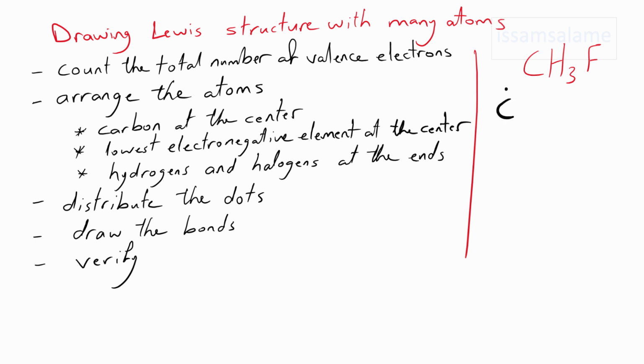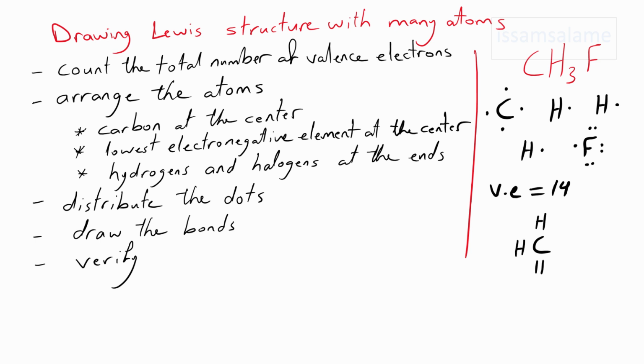We have to start by the first step to count the number of valence electrons after drawing the Lewis structure for all the atoms. Carbon with 4 dots, 3 hydrogens each with 1 dot, fluorine with 7 dots, so the total number of valence electrons is going to be 14. Then we place carbon at the center and the other atoms around it.